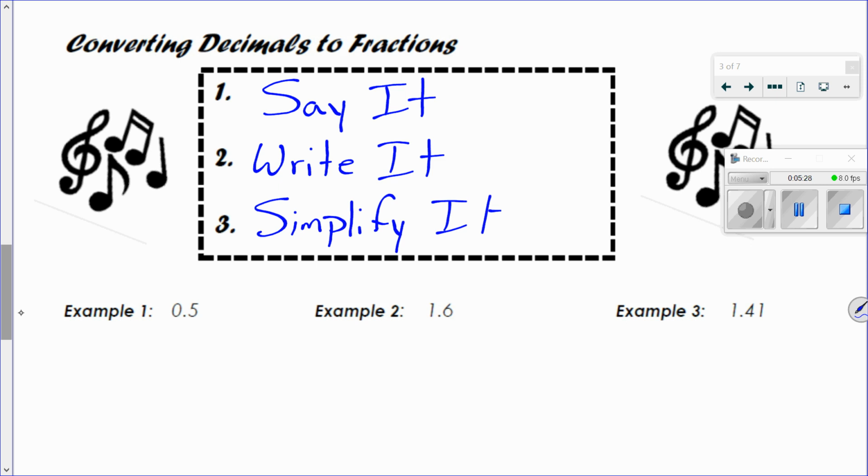So, I told you this is a song, right? So here's our lyrics. The song's pretty easy. It's a nice catchy little tune. All it is to turn a decimal into a fraction, all you have to do is say it, write it, simplify it.